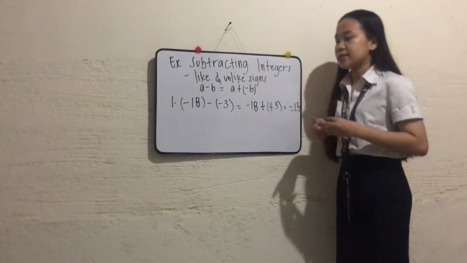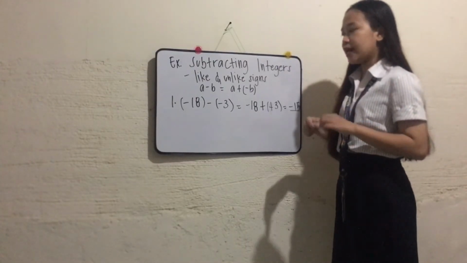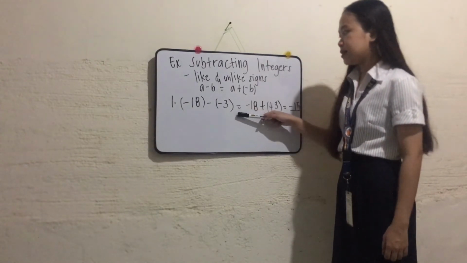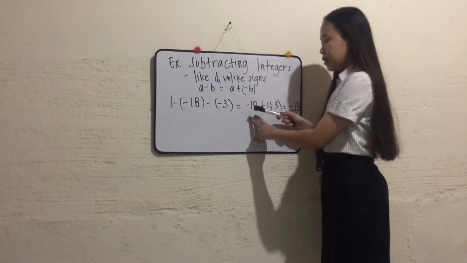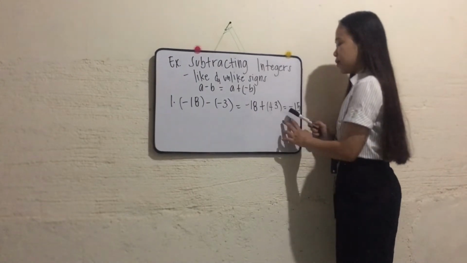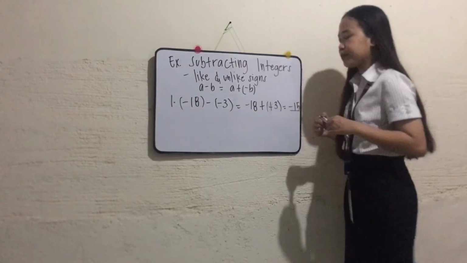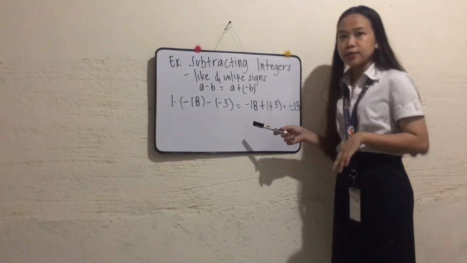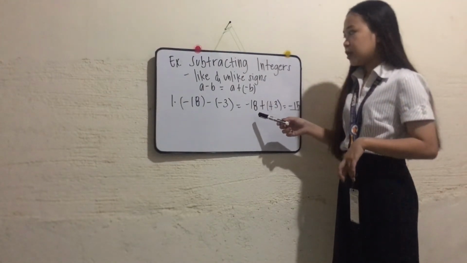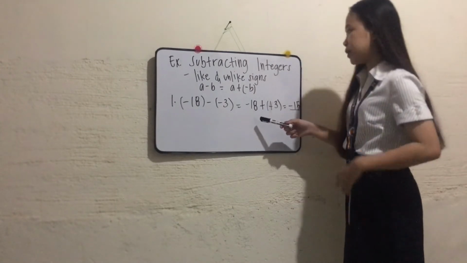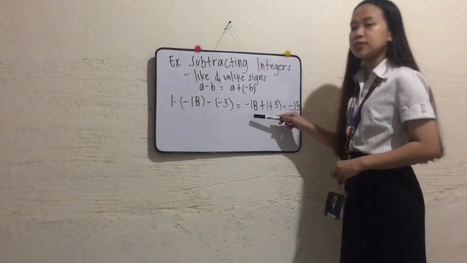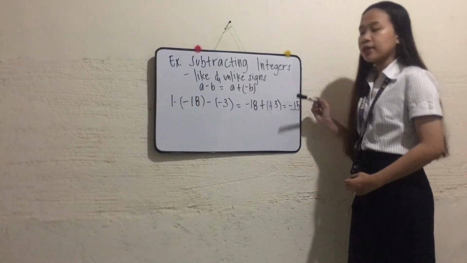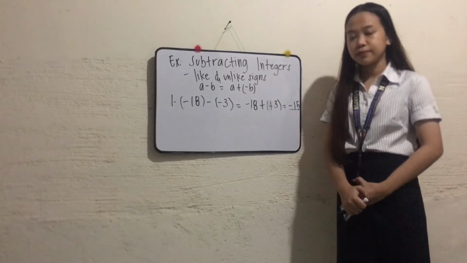So let's now have an example having the same negative sign. Negative 18 minus negative 3 is equal to negative 18 plus positive 3 is equal to negative 15. Like having the same positive sign, we have to subtract the two of them, then use the sign of the larger number. In here, negative 18 has a larger number, so our answer will be negative 15. Is that clear? Yes, ma'am.